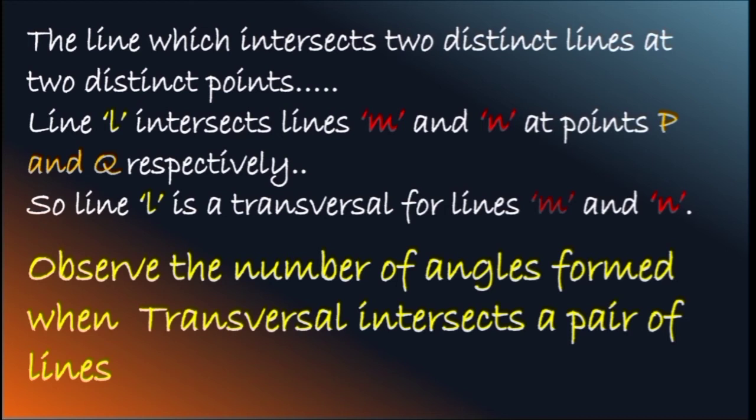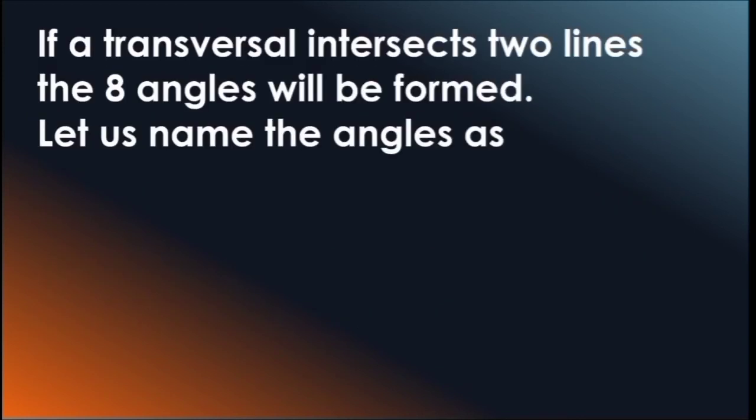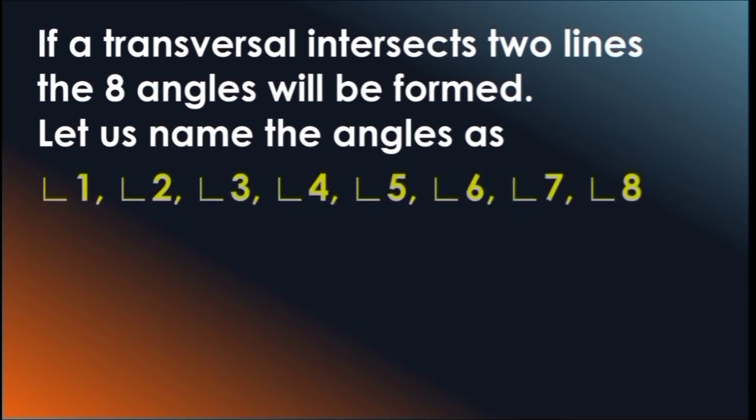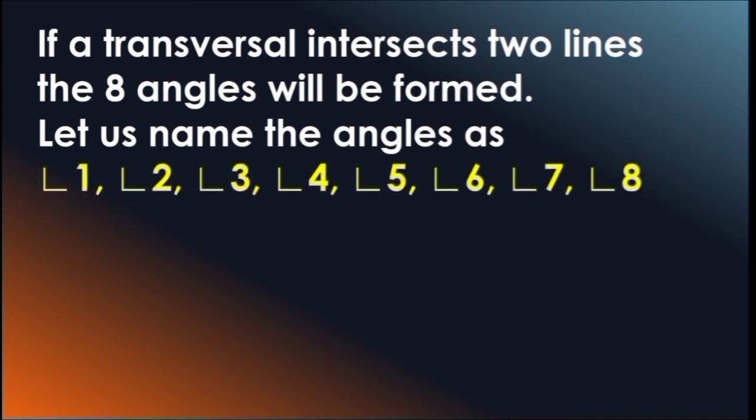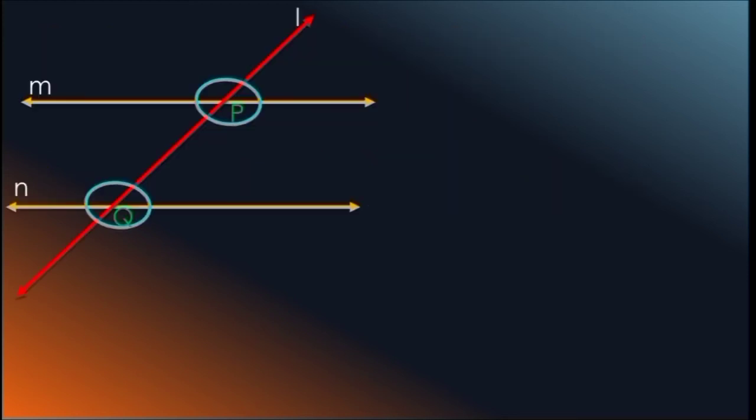Observe the number of angles formed when a transversal intersects a pair of lines. If a transversal intersects two lines, 8 angles will be formed. Let us name the angles as angle 1, angle 2, angle 3, angle 4, angle 5, angle 6, angle 7 and angle 8. Look at the figure.